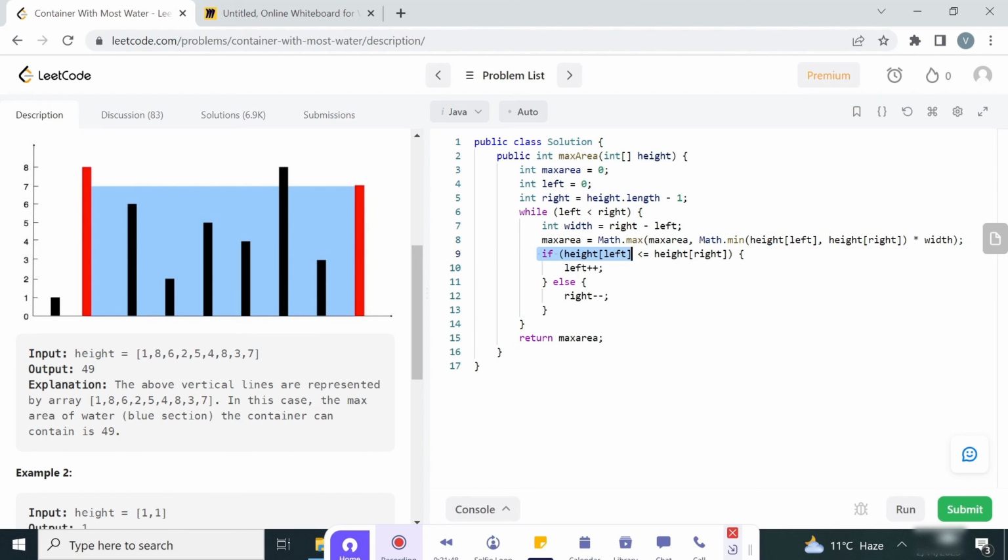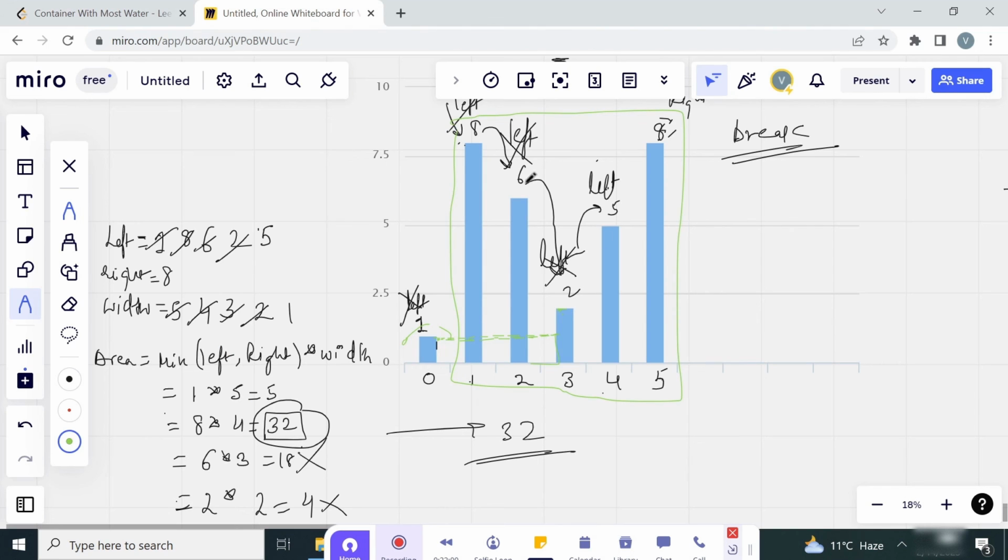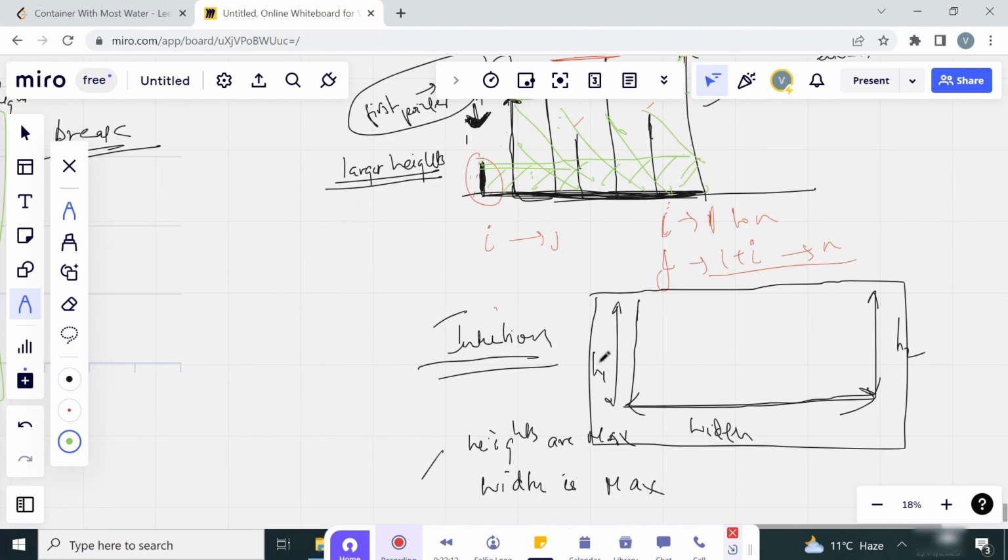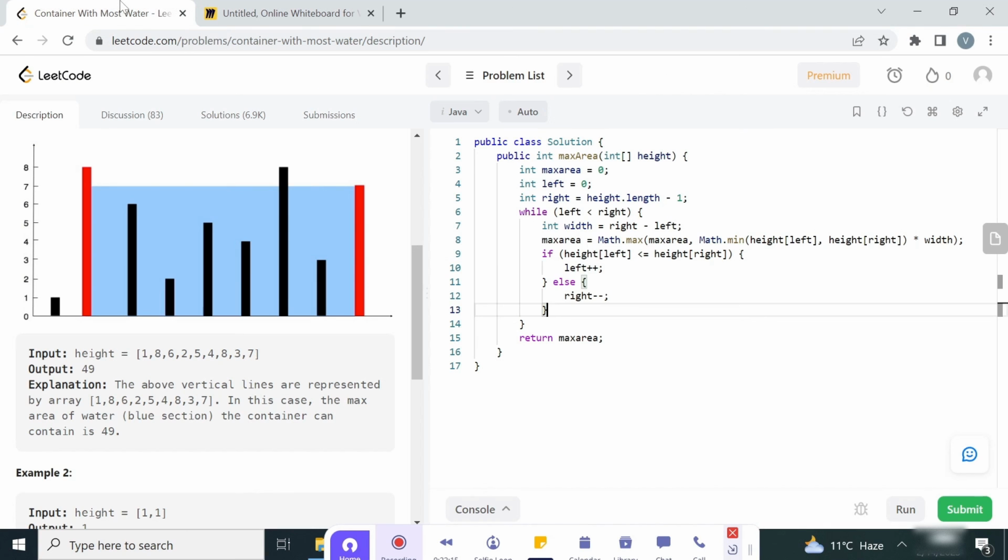If the height of the left is smaller than or equal to the height of the right, we'll update our left pointer, else we'll decrease our right pointer. So the idea is to maximize the height and calculate the area. And finally we'll return the max area.